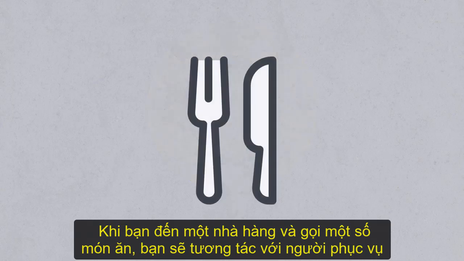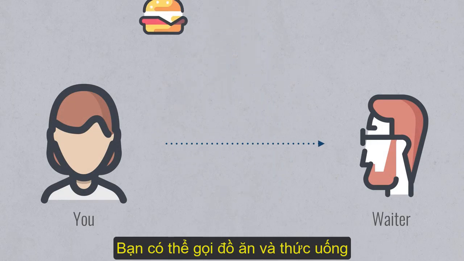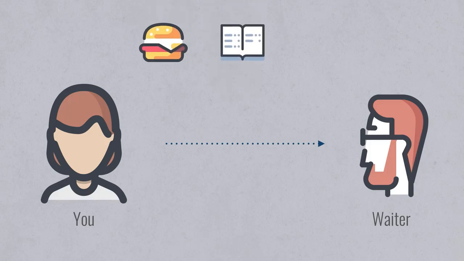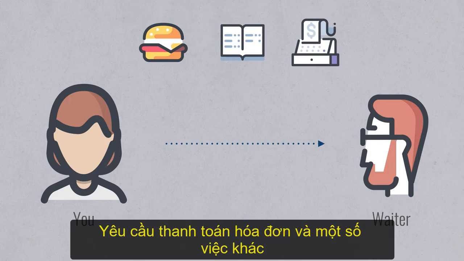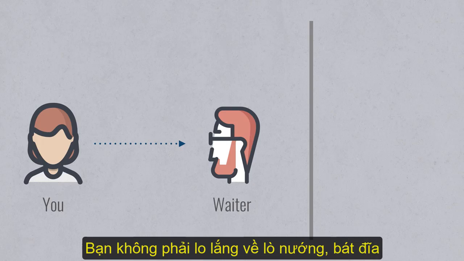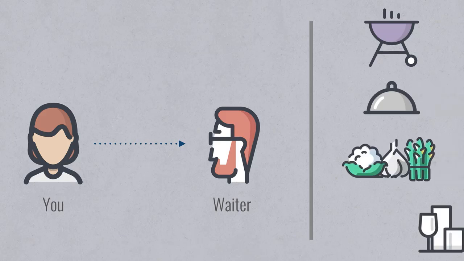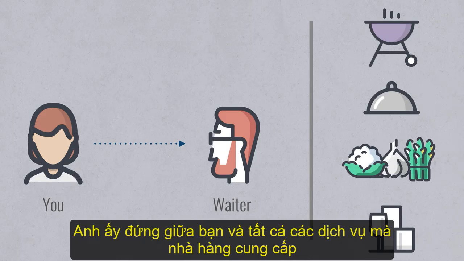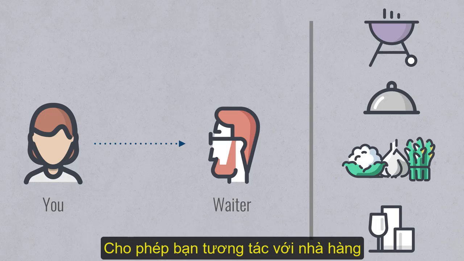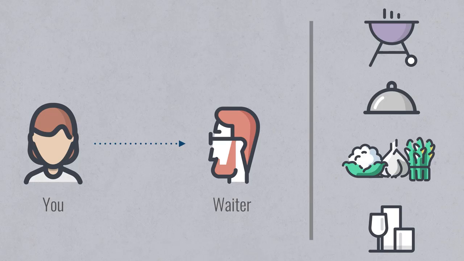When you go to a restaurant and order some food, you interact with the waiter. You can order food and drinks, ask questions about the menu, request and pay the bill, and much more. In this example, the waiter is shielding you from all the complicated stuff that happens behind the scenes. You don't have to worry about stoves, ovens, dishes, managing stock, or pouring drinks. He is the interface between you and all of the services that a restaurant offers, giving you a way to interact with the restaurant while still shielding you from all the complexity behind the scenes.